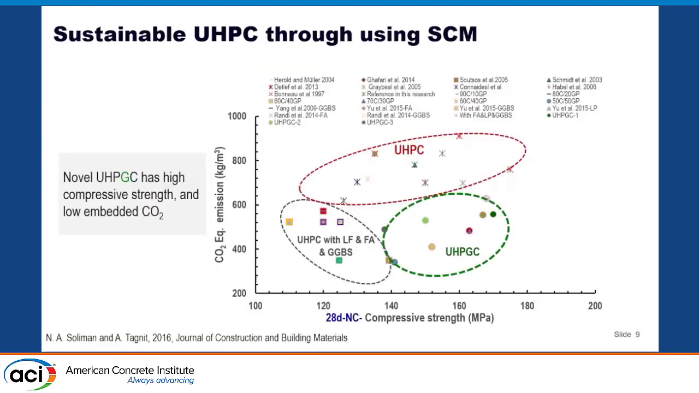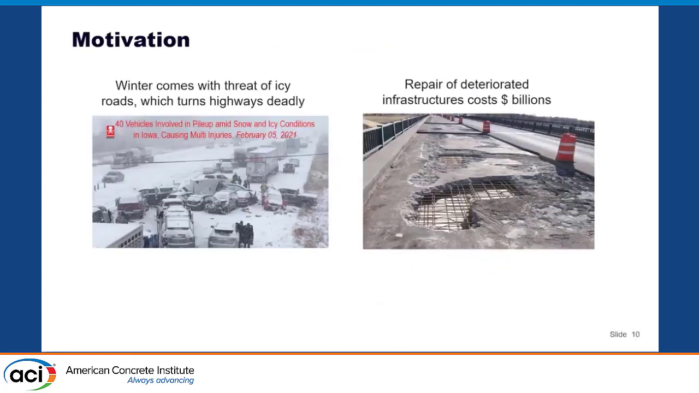A lot of researchers have started to overcome the problems of UHPC by replacing traditional components with supplementary cementitious materials. In Sherbrooke, we developed a novel ultra-high performance concrete that reduces CO2 emission and even enhances strength compared to the traditional one fabricated with limestone filler, fly ash, or slag. However, we still have a big problem due to climate change.